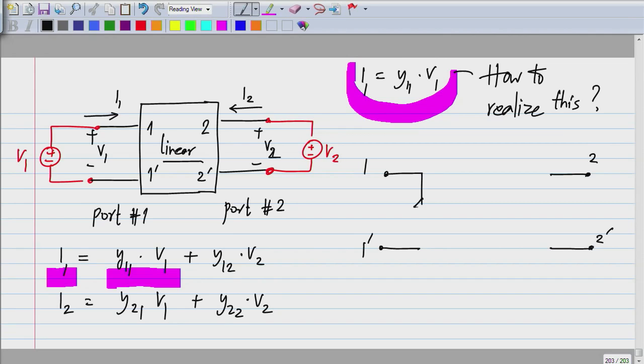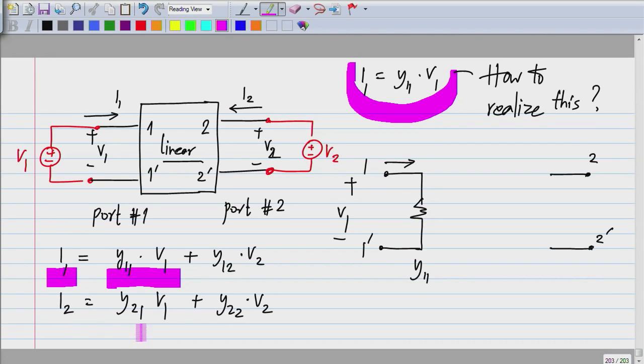So when I write Y11, Y11 has dimensions of conductance. So when I write a resistor and write Y11 next to it, that means that the conductance of this resistor is Y11. So this will clearly realize, if I apply V1 here, a current will flow which is equal to Y11 times V1.